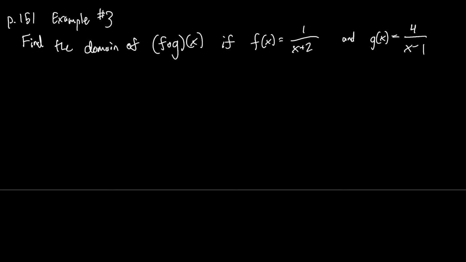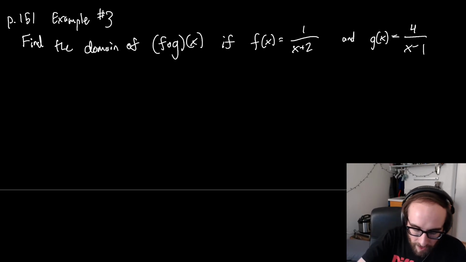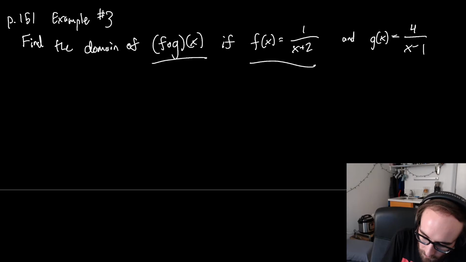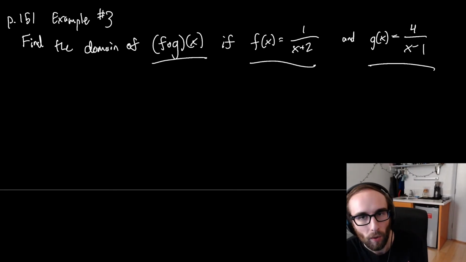Okay, so let's take a look at an actual example from our textbook, page 151, example number 3. Here we're being asked to find the domain of f of g of x if f of x is 1 over x plus 2 and g of x is 4 over x minus 1.